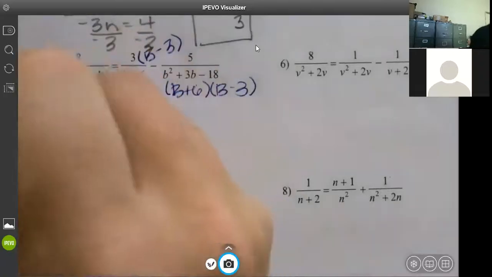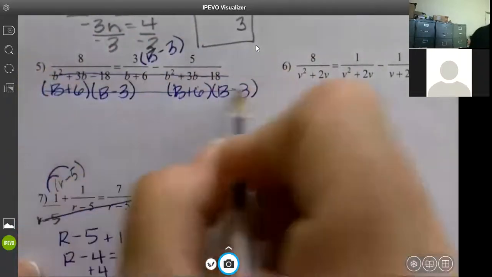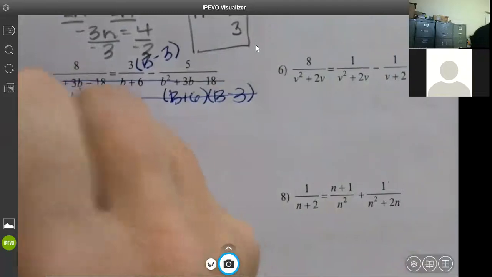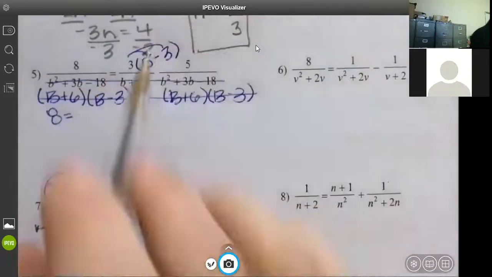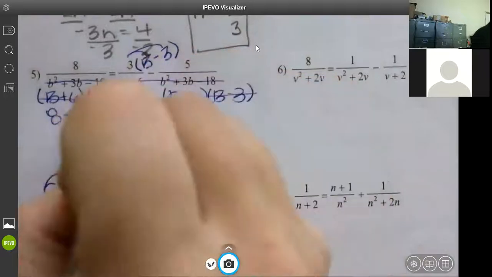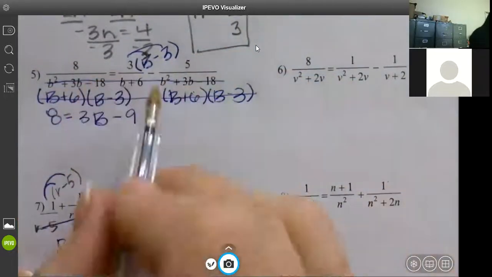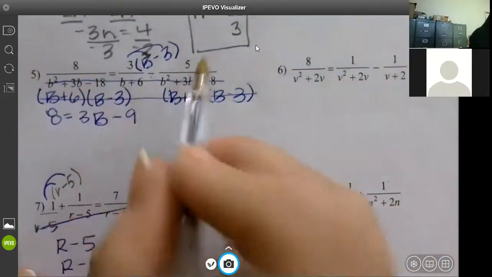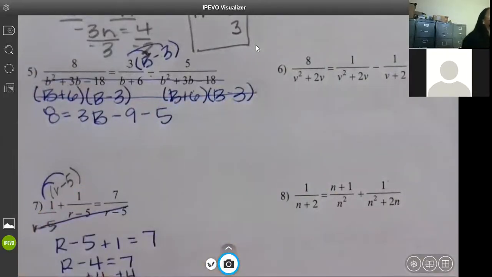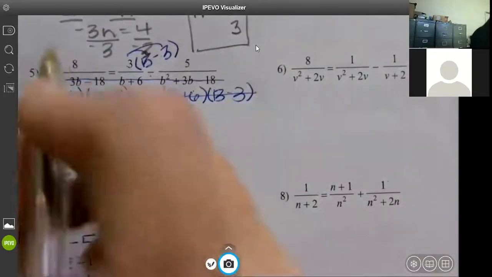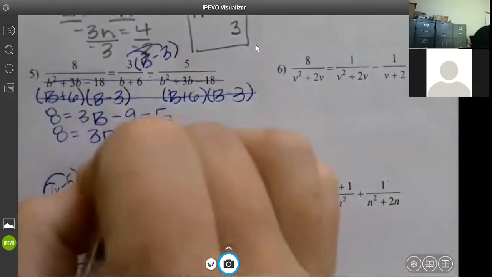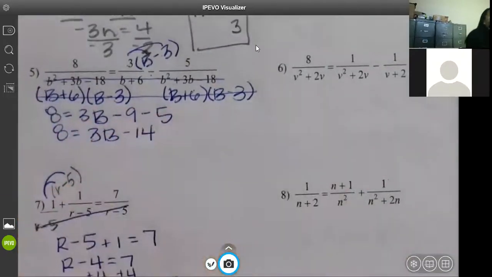All right. Our denominators do not matter anymore. We're going to rewrite the top. We have 8 equals. Distribute. 3 times b. 3 times negative 3. And then we have a minus, watch in the middle there, minus 5. That's the equation that we're trying to solve. We're going to clean it up and solve it. Negative 9 minus 5 is negative 14.